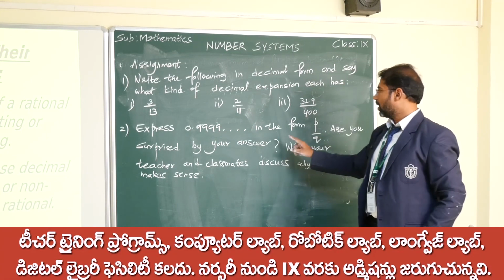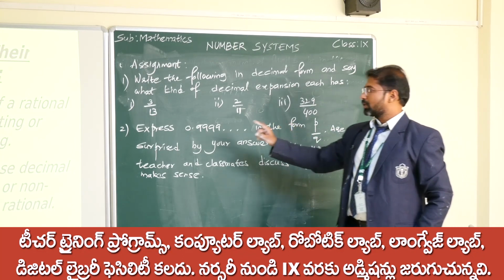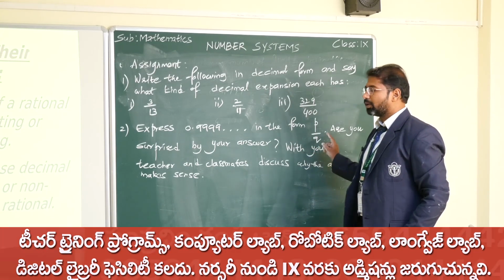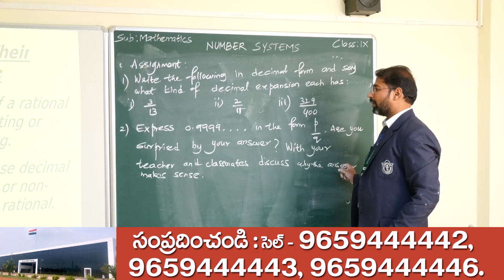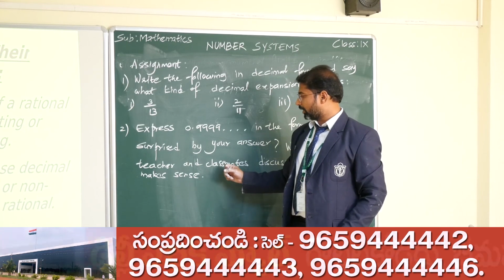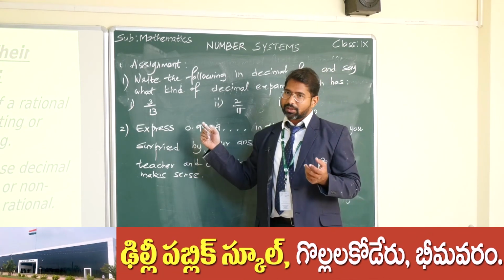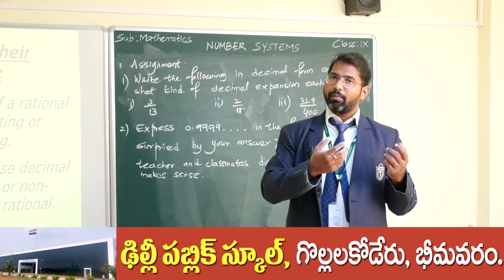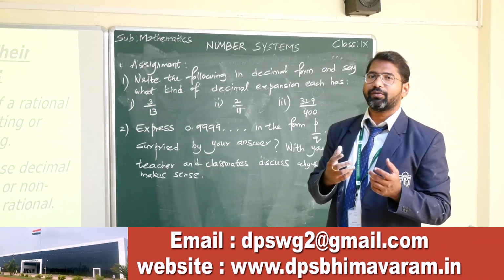0.9999... in the form P by Q. Are you surprised by your answer? With your teacher and classmates, discuss why the answer makes sense. I don't think right now it is possible to discuss with your classmates or your subject teacher. Yes, you can discuss with your parents or your brothers, elders who are in your home, and you can make sense of your answer.